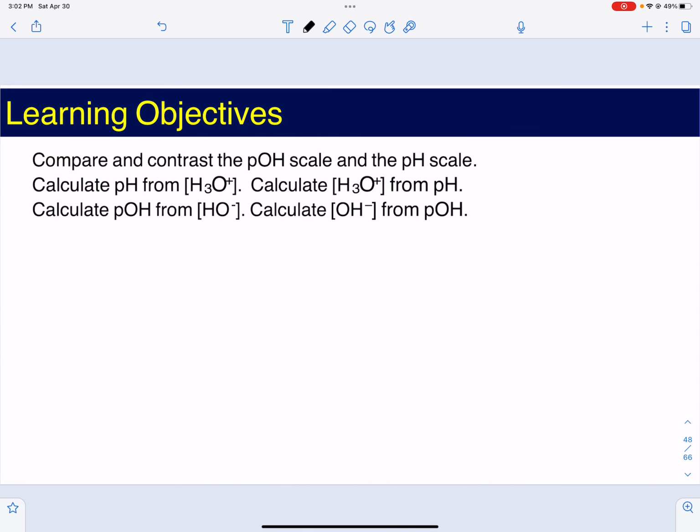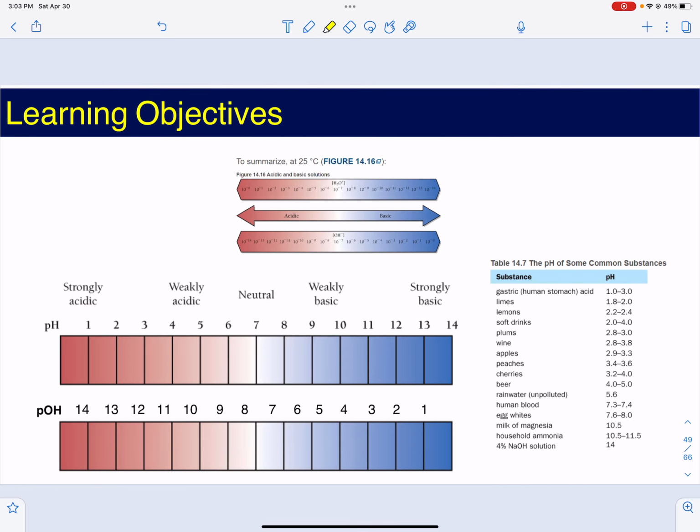And for that, we are gonna come up with the pOH scale and the pH scale. And once we know how to read pH, we're going to be able to go from pH back to the hydronium, or from pOH back to the hydroxide. So how are we going to do that? Well, let's discuss this first.